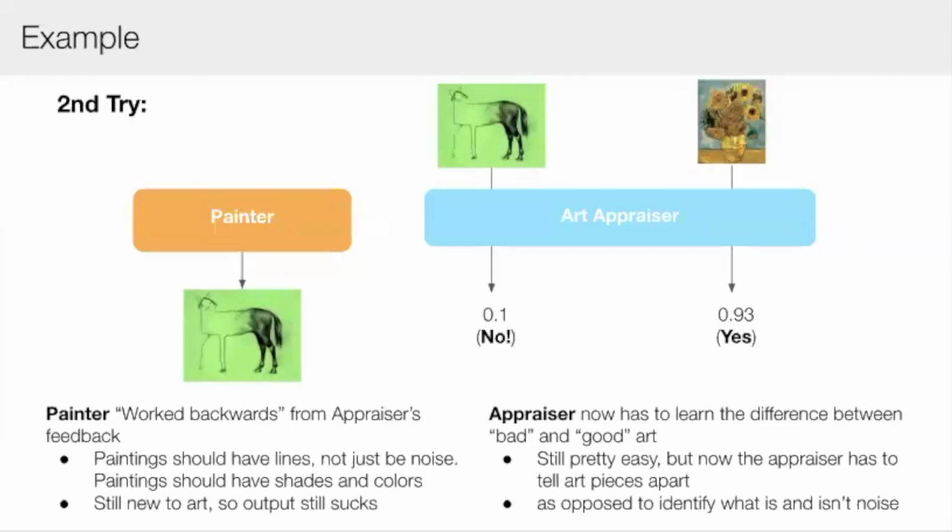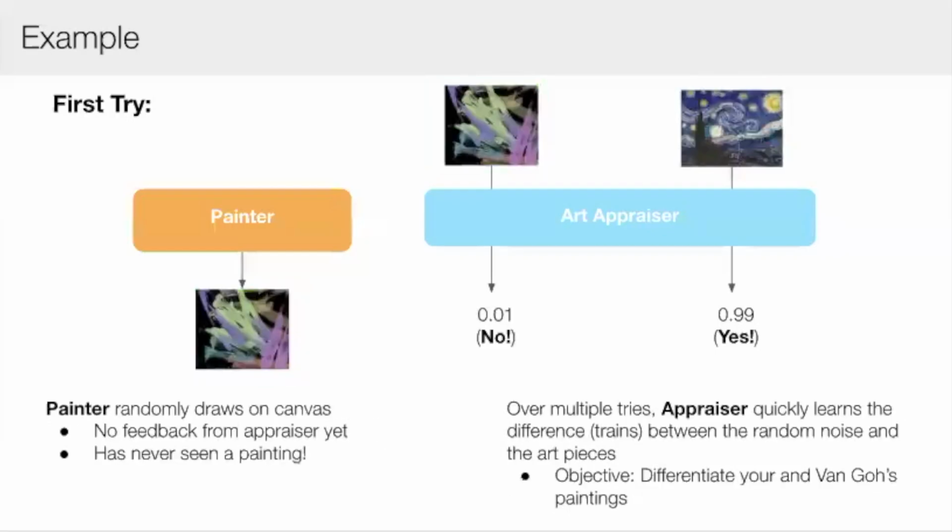So once you get a little bit of feedback from the appraiser telling you, hey, you've got to draw actual shapes, you start making more concrete paintings. So your work's starting to take form, but it's not similar to his yet, right? Now the appraiser, before, was very confident what was and wasn't a Van Gogh painting. He thought he was 0.01 percent sure yours was a Van Gogh painting, so effectively very confident yours were fake.